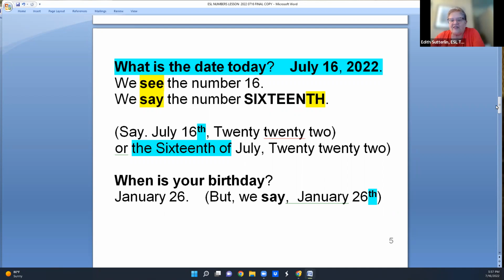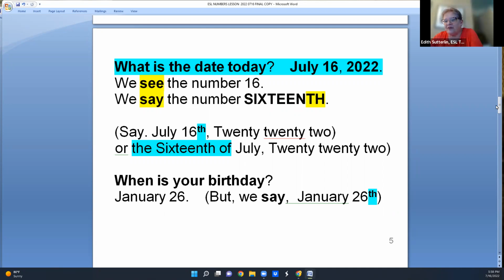So let's practice that. Today is the 1st of July. It's the 2nd of July. It's the 3rd of July. It's July 4th, or it's the 4th of July. It's July 5th. Notice that TH, it's not July 5, it's July 5th, F-I-F-T-H. It's July 6th.